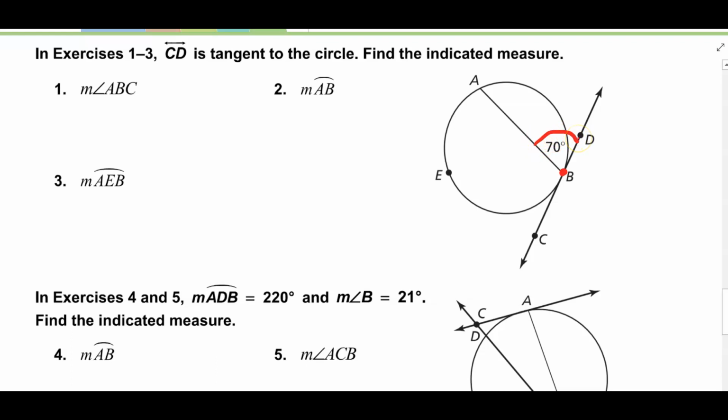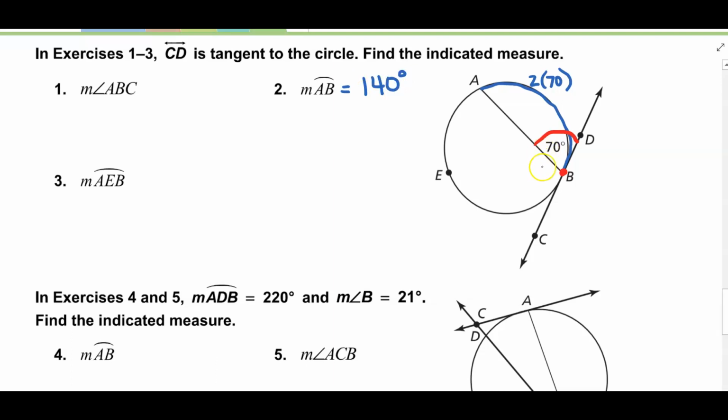And what we discussed in the last video was that if I know that angle and its vertex is on the circle, then the entire arc that fits inside of that angle is going to be 2 times that angle measure. So I'm going to actually jump to number 2 first. I know that that arc is 2 times that 70-degree angle, so that's 140 degrees. I can go back to number 1 now.